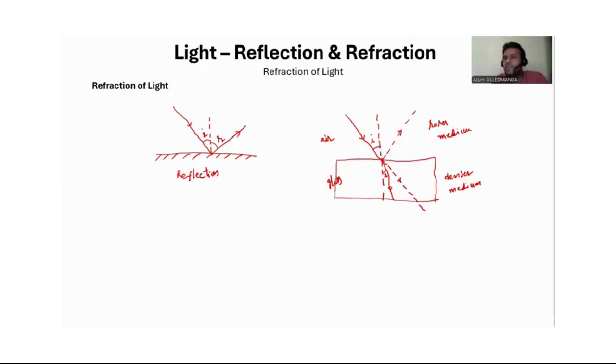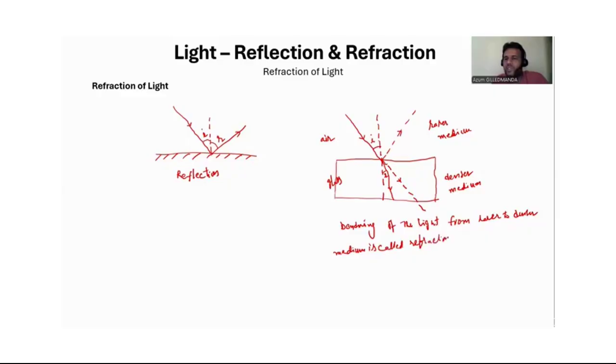So this process of bending of the light when it enters from a rarer medium to a denser medium is called refraction, right? So the bending of the light from a rarer to denser medium is called refraction.